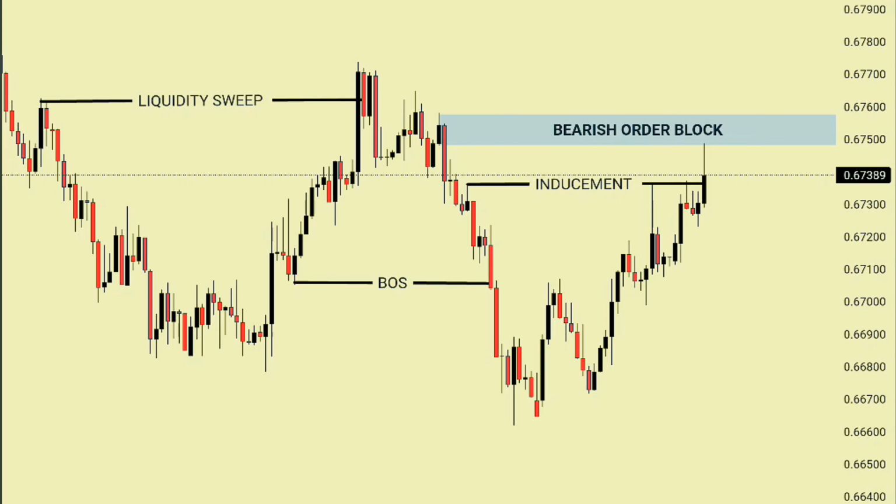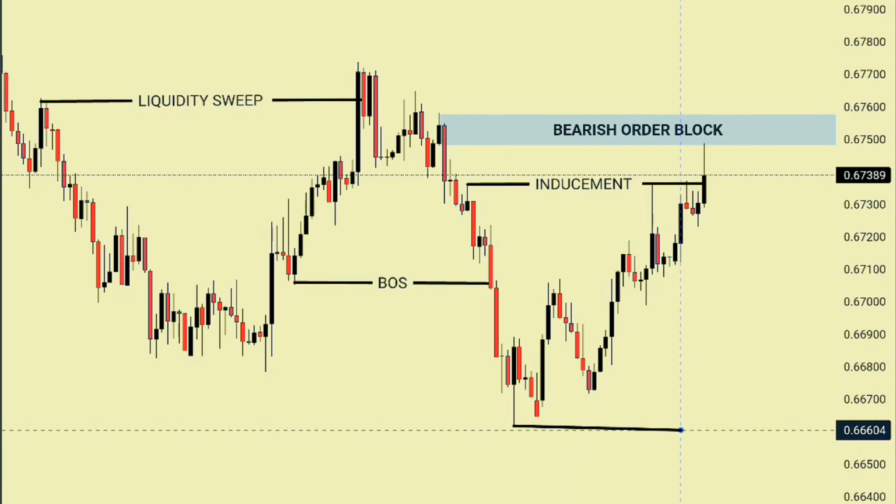When these early sellers place their stops above the inducement high, they create new liquidity. The market then pushes up, takes out that inducement, and only after collecting that liquidity, price taps into the true bearish order block. This inducement confirms that the market respects the institutional zone rather than the levels retail traders choose.